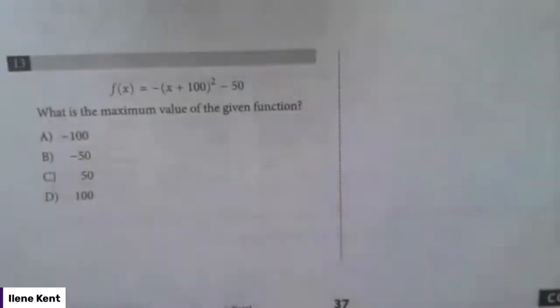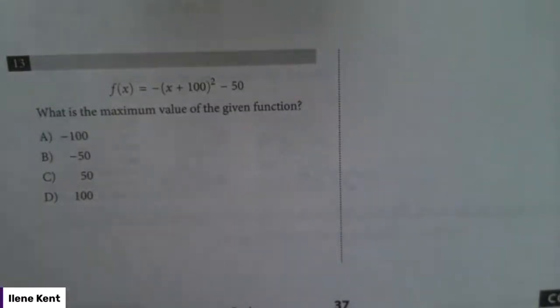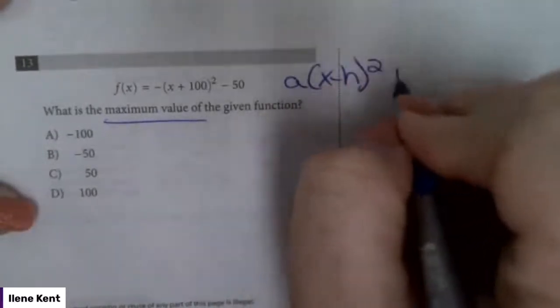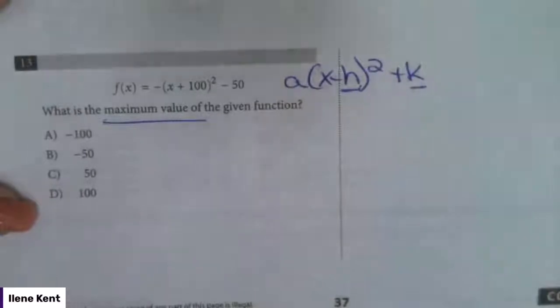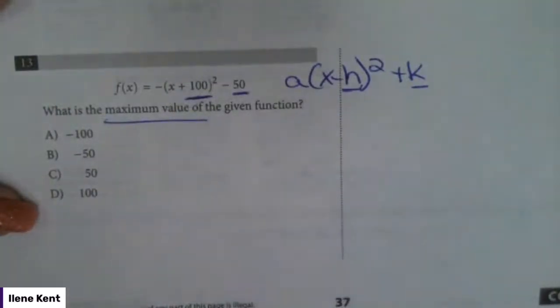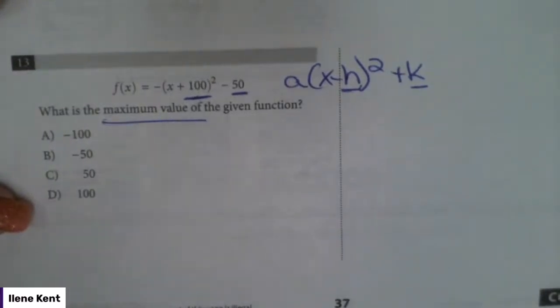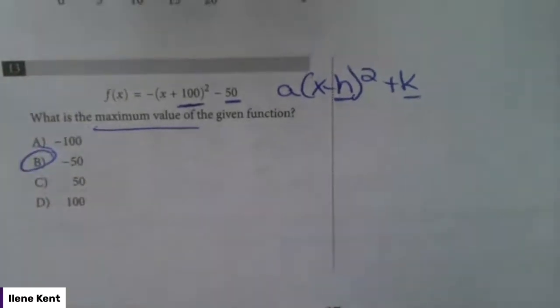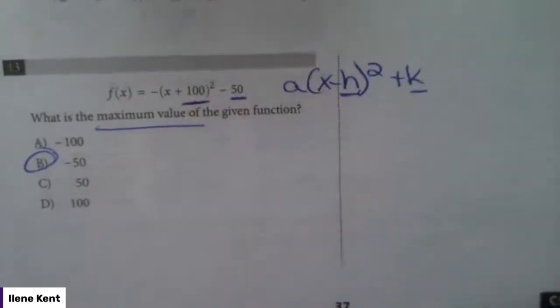Okay, number 13. What is the maximum value of the given graph? Maximum value just means the vertex point. And if we remember, vertex form for a quadratic looks like this, and our vertex is our H, K. So in this point, we're looking here and here for our H, K, and the maximum value is the Y point of the vertex, so negative 50 from right here, back here.